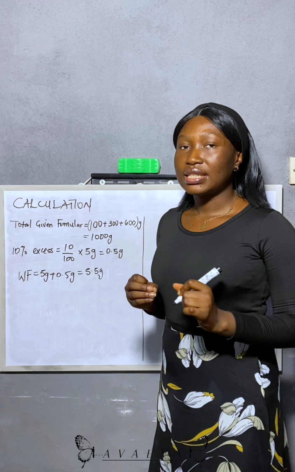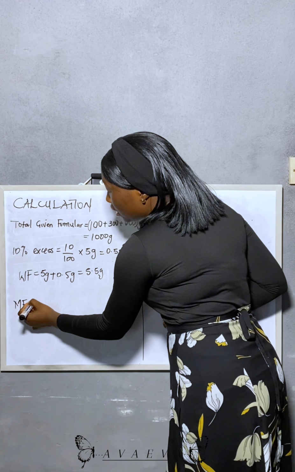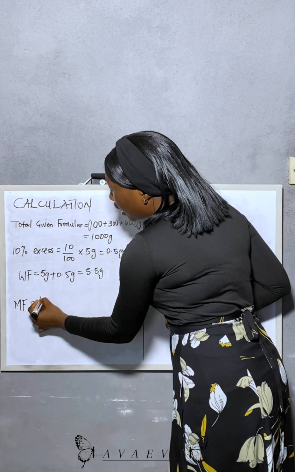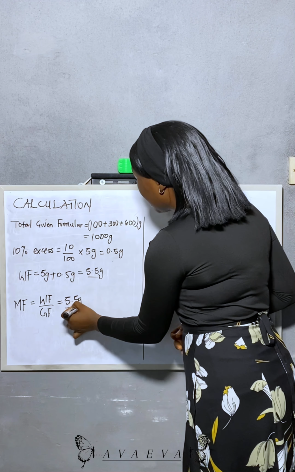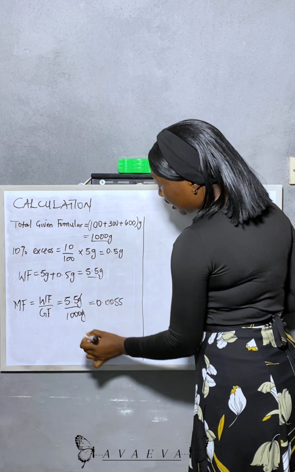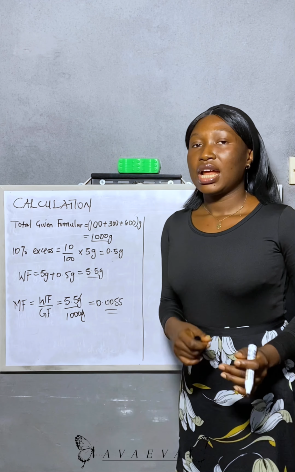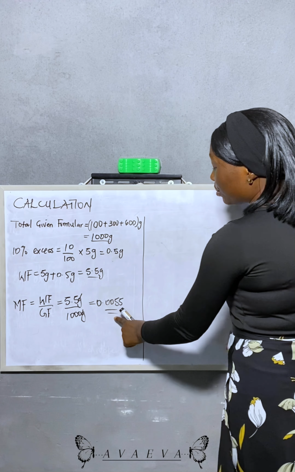The next thing to establish is your multiplying factor, and we know that our multiplying factor is equal to our working formula divided by our given formula. Our working formula for this is 5.5 gram, and our given formula is 1000 grams, which is equal to 0.0055. Don't forget, grams cancel grams, and we have this. The next thing to calculate is your ingredients, multiplying them with your multiplying factor.